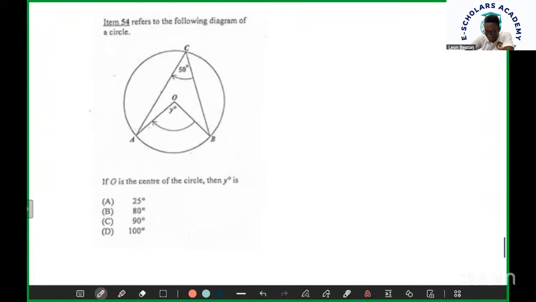So if O is the center of the circle, and y degrees is equal to... So we see this is the center and the angle at the center is twice the angle at the circumference. So this is a giveaway mark. If here is 50, then the angle at the center will be twice that, which is simply 100. All right, giveaway mark there.